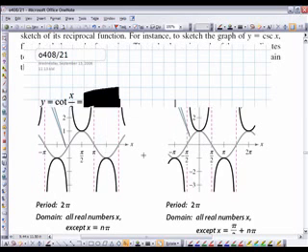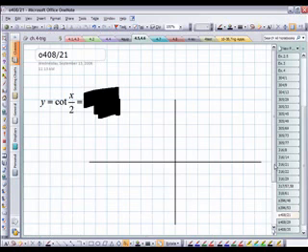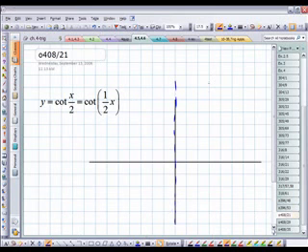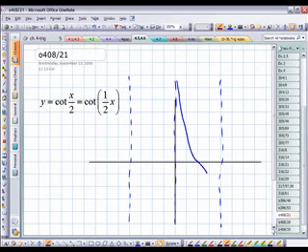This particular one here is cotangent of x over 2. Well, first of all, we can rewrite this as cotangent of half x. So let's draw in some basic cotangent values. We know that there are asymptotes over here, and let's put another asymptote over here, and another asymptote back over here, and cotangent's going to come down like this.